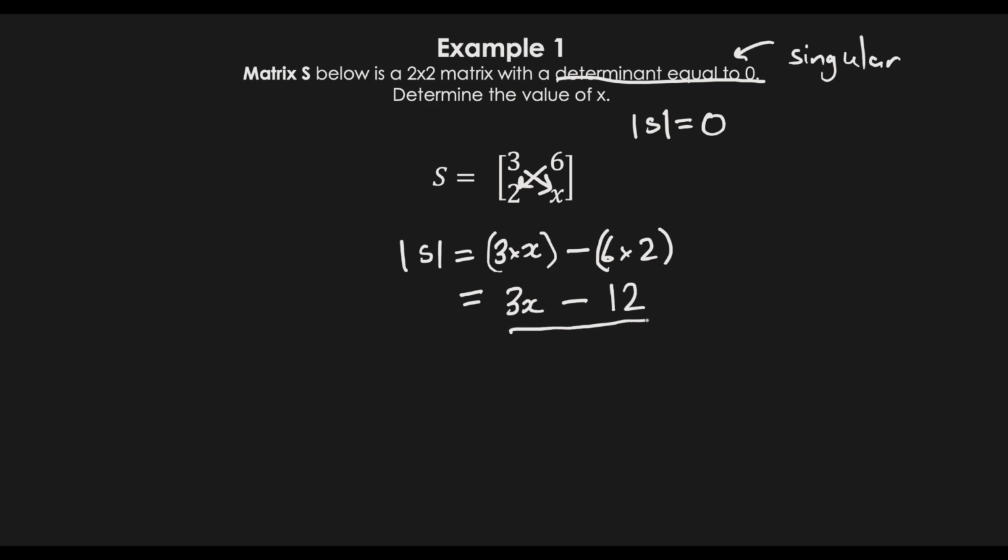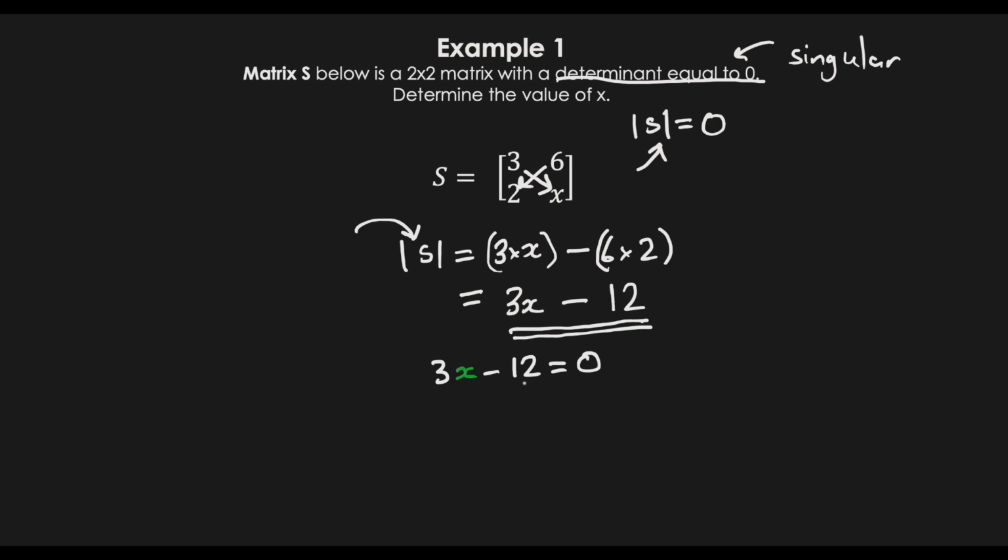Now this here is an expression for the determinant of S, but we said that the determinant of S is equal to 0. So therefore we can say if this 3x take away 12 represents the determinant of S, and this is also the determinant of S, which is equal to 0, that means 3x minus 12 is also equal to 0. Remember, what we're trying to do here is determine the value of x. So in order to determine the value of x, we need to get x by itself.